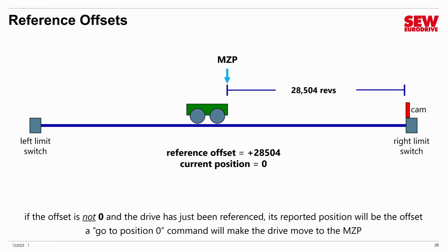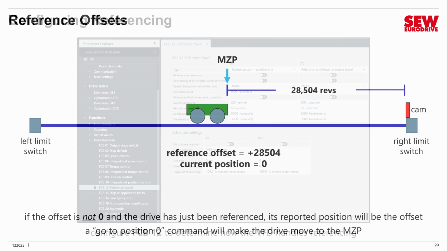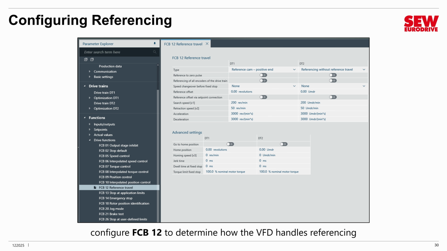We often do this in applications where it's mechanically better to have the 0 location and the sensor in two different places. Sometimes this is done to make maintenance easier, for example. Lots of possibilities. All right, with that out of the way, we need to talk about how we configure referencing.